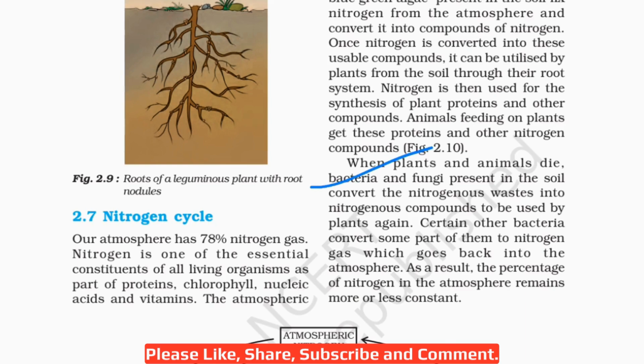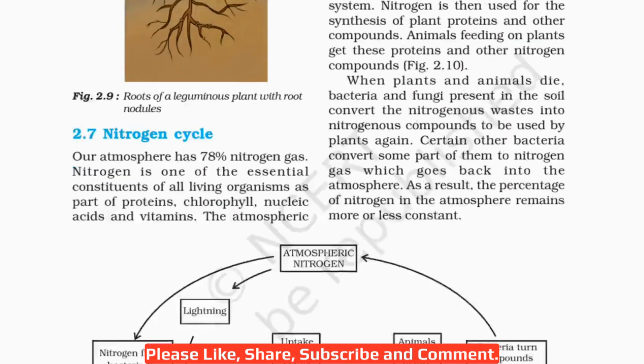Now, when these plants and animals die, bacteria and fungi present in the soil convert the nitrogenous waste into nitrogen compounds to be used by plants again. So, certain other bacteria convert some part of them to nitrogen gas, which goes back into the atmosphere. So, some proportion is converted into nitrogen gas and it goes back into the atmosphere. As a result, the percentage of nitrogen in the atmosphere remains more or less constant. It never gets disturbed. Okay.